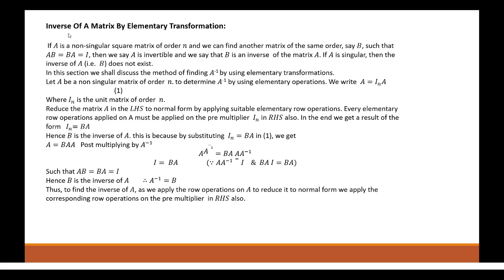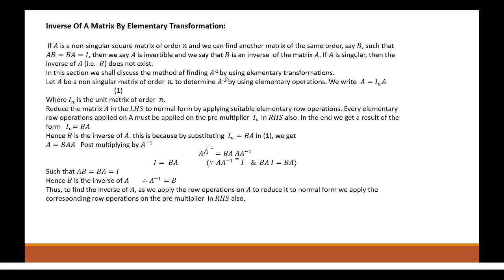Next we move on to the inverse of a matrix by elementary transformation. Here we apply the elementary row and column transformations by taking a non-singular square matrix A of order n, and we can find another matrix of the same order, say B, such that the product AB and BA is equal to I. Here I represents the identity matrix.